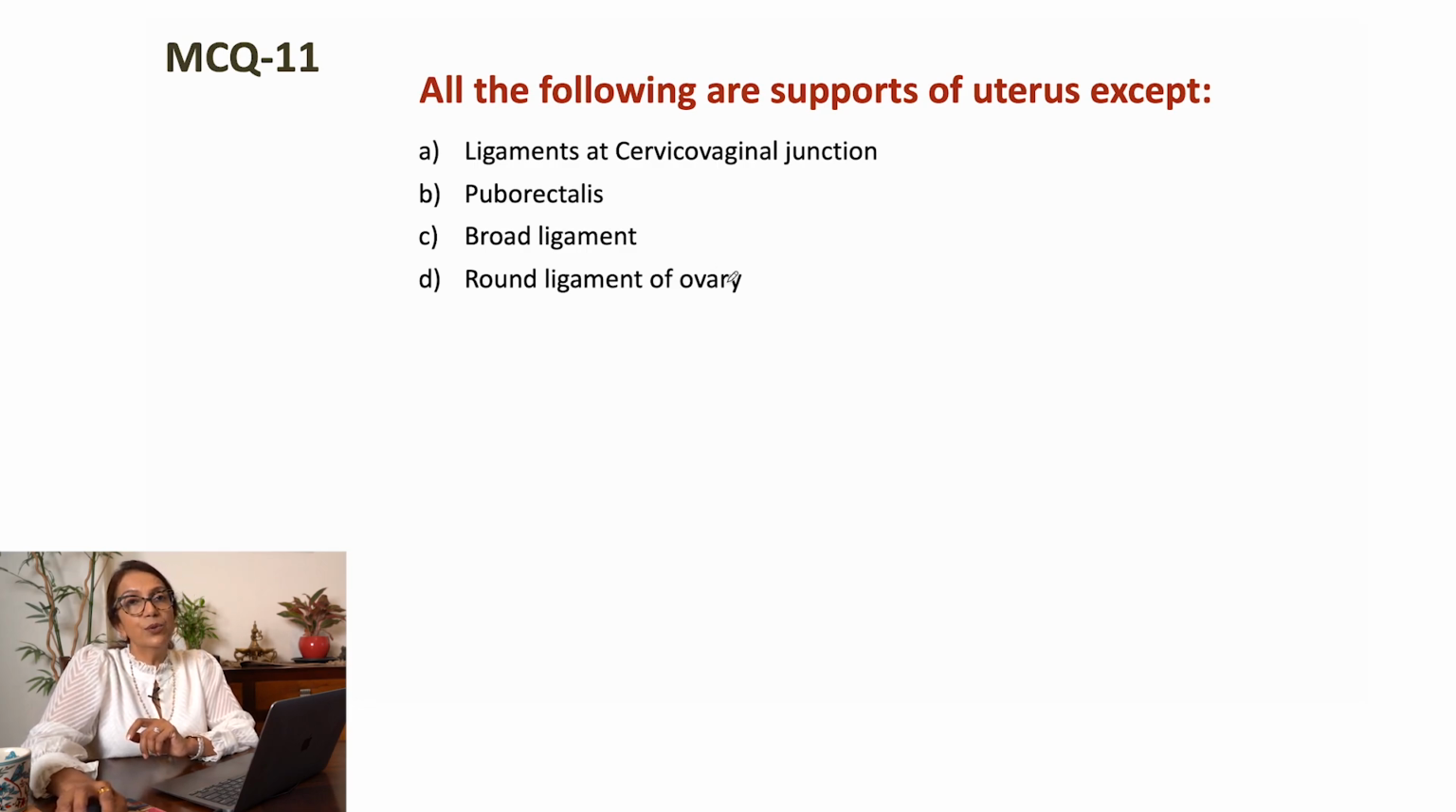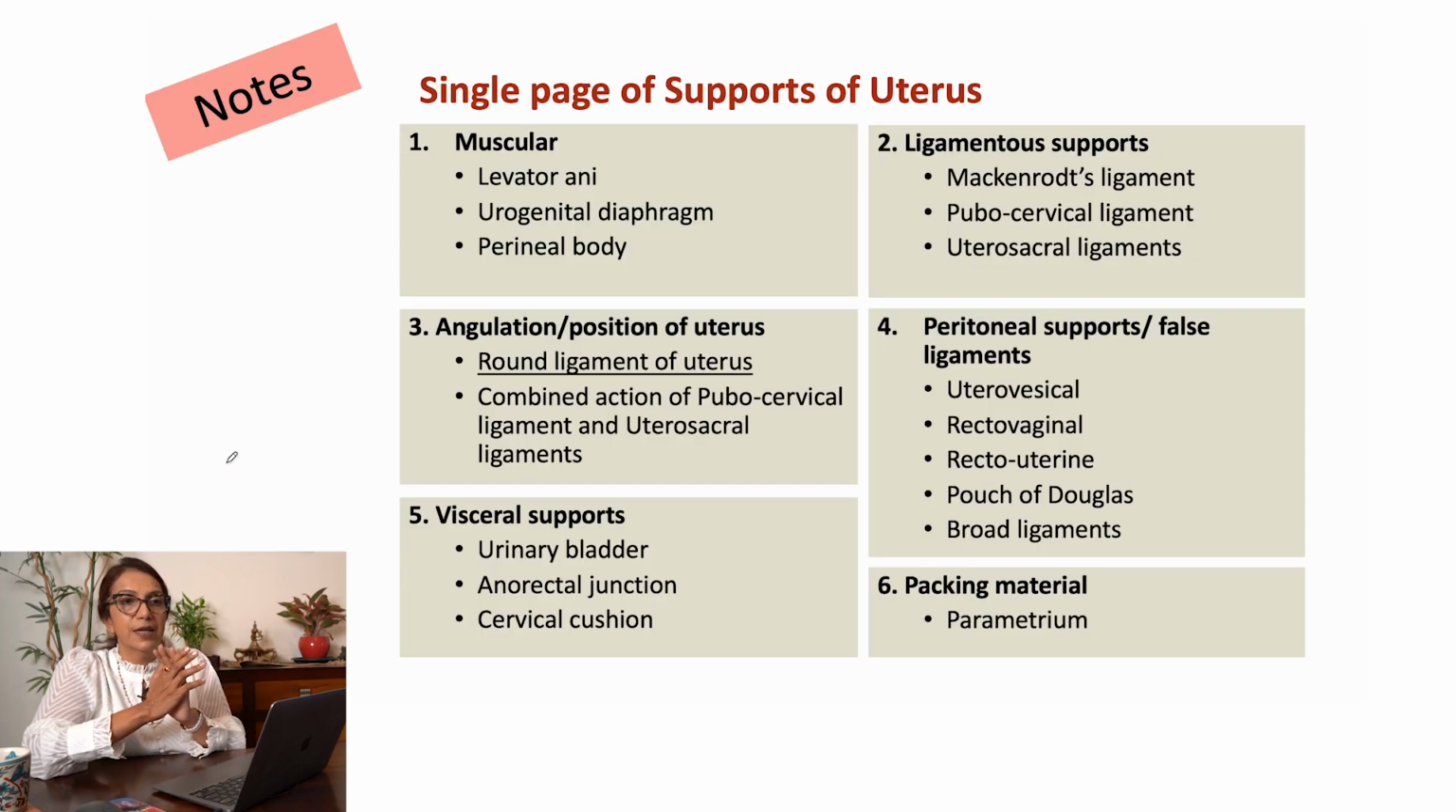Now, this is something you need to think about. When was the last time you read about the supports of the uterus? Must have been a long time. The anatomy is not fresh in your mind. So let's refresh your mind with the help of this single sheet. This single sheet is showing you all the supports of the uterus. There are muscular supports such as levator ani, urogenital diaphragm, perineal body.